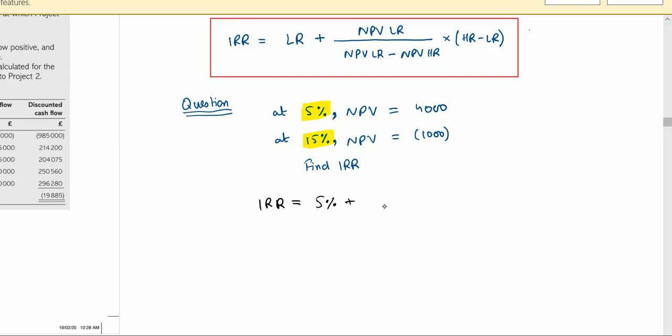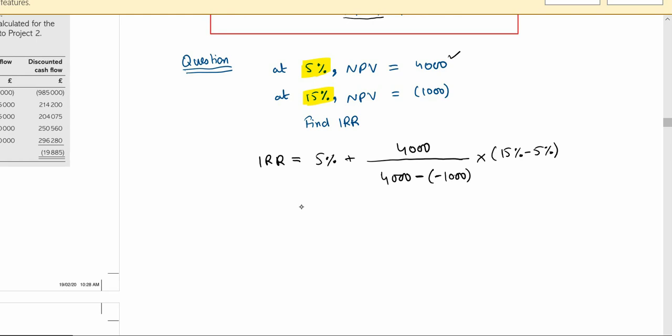5% plus a fraction: net present value at lower rate. The lower rate is 5%, so net present value for the lower rate is 4,000. Then net present value at lower rate, 4,000, minus, that is the sign of the formula, net present value at higher rate, which is negative 1,000. Then multiply by higher minus lower rate, so 15% less 5%. Now solve this.